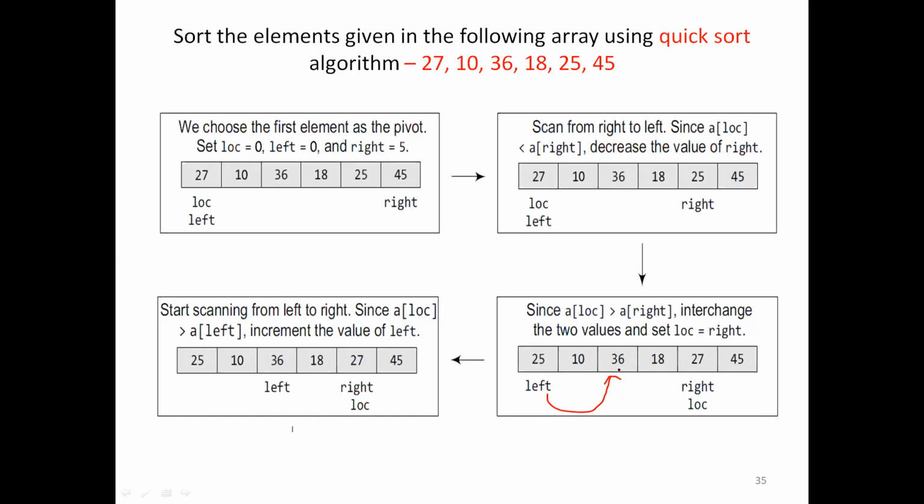Next, I compare the array of left with the array of LOC. You can use pivot instead of LOC also. Array of LOC, what happens? Yes, LOC is lesser. I have to do swapping. So 27 will be swapped with the 36.